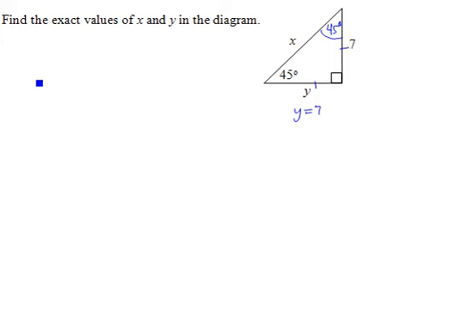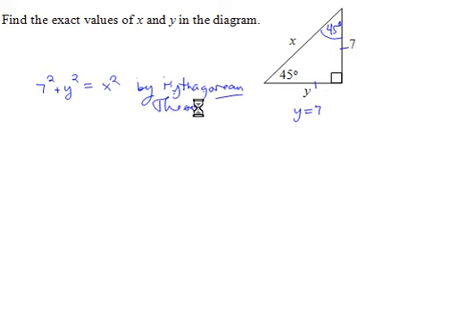Given that y equals 7, we can use the Pythagorean theorem, which states that the sum of the legs squared is equal to the hypotenuse squared, which means that 7 squared plus y squared will equal x squared. That again is by the Pythagorean theorem, which of course is only true for right triangles, which we have here.